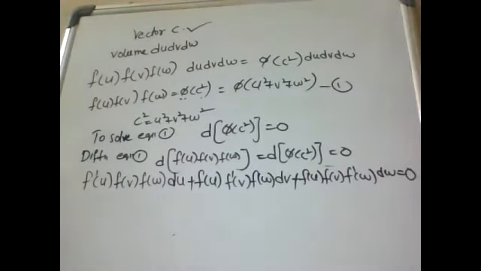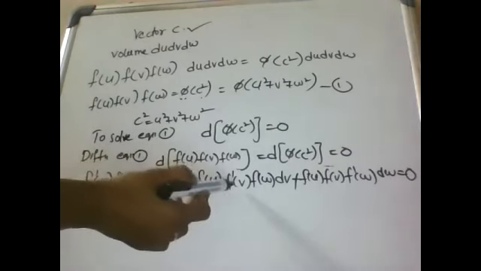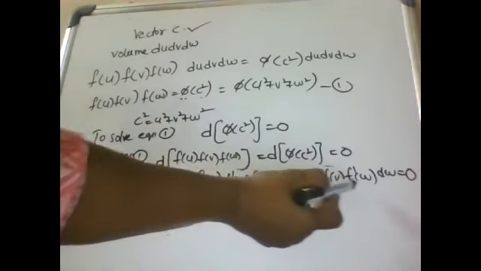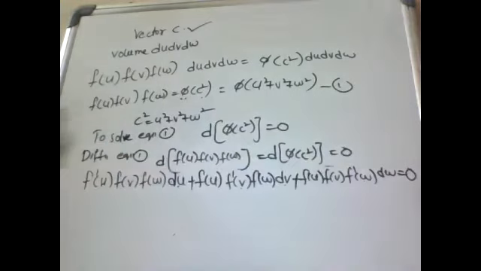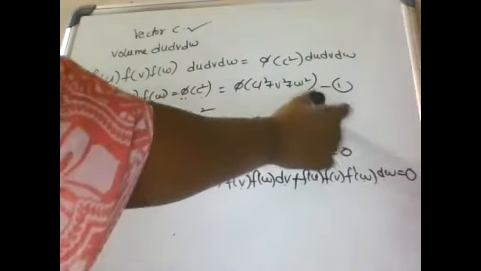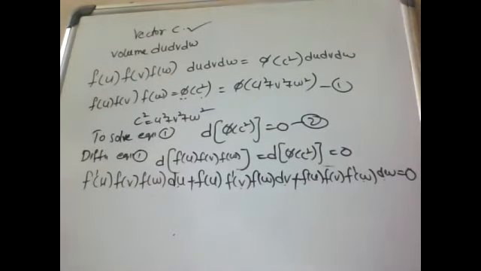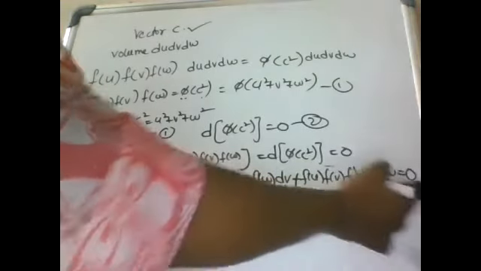So here we get the differentiation: first with respect to u into du, with respect to v into dv, and with respect to w into dw. This is the differentiation of equation 1. So this is equation 2, and next, equation 3.